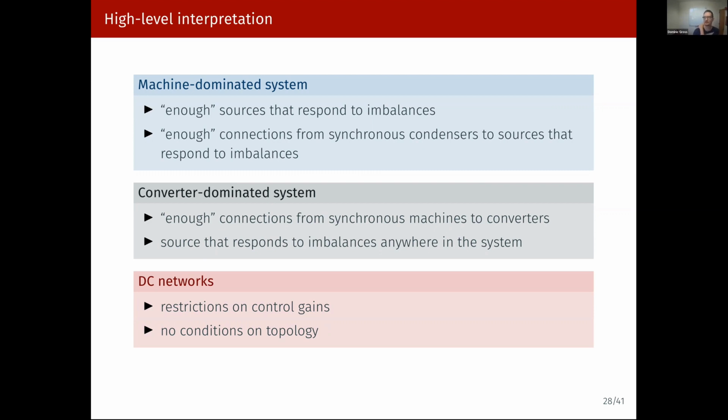In a very weakly connected system, like the Australian system I've shown you before, you will locally in every neighborhood need some resource that responds to imbalances. Whereas if it's a very strongly coupled system, these resources can be anywhere in the system because they will have strong connections from there to any part of the system, and then it's also going to be fine.